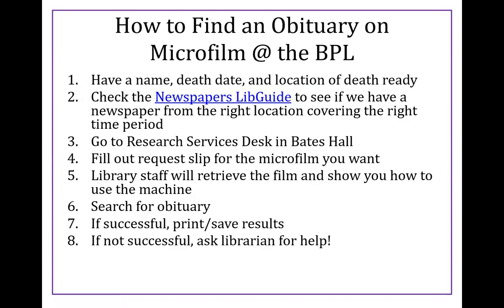Okay, so the most requested things we get asked for from the microfilm collection are obituaries. So we're just going to go over the basic process of how you can find an obituary. Information that you absolutely need to have before you request an obituary is the person's name, their date of death, and the location of death. These are absolute must-haves. You need all three pieces of information. Then what you would need to do is check the newspapers LibGuide, which we just showed you, to see if we have a newspaper from the right location that covers the right time period.